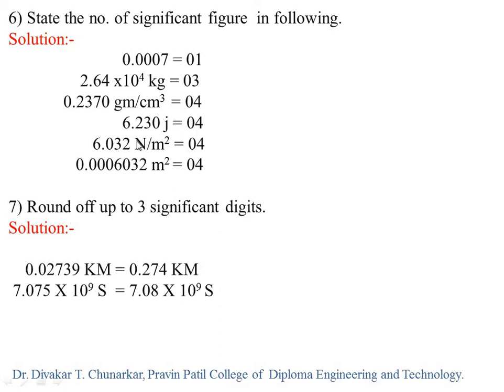6.032, here is also four significant figures. Then 0.3 times 0.6032 meter square, here is also four significant figures, and 0 is not significant, keep this in mind. Then round up to three significant digits. Here is 0.02739 kilometer. I can write only three significant digits, so 0.274, because here is 9, so 9 drops, and we increase this value 3 by 1 to 4, so 0.274 kilometer.